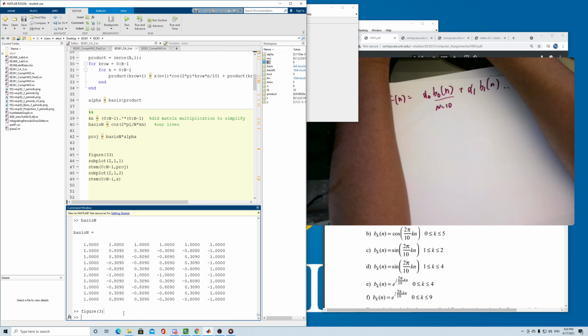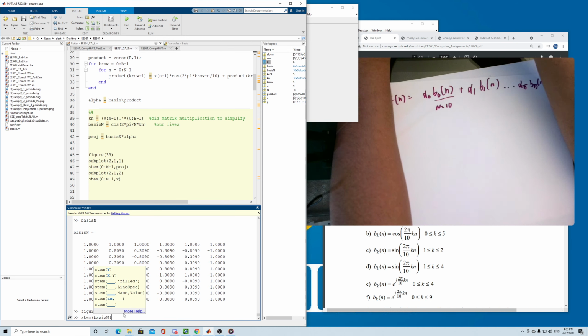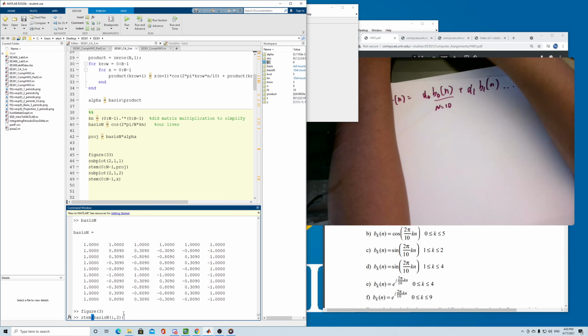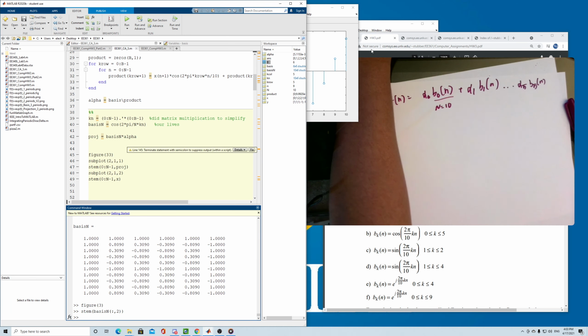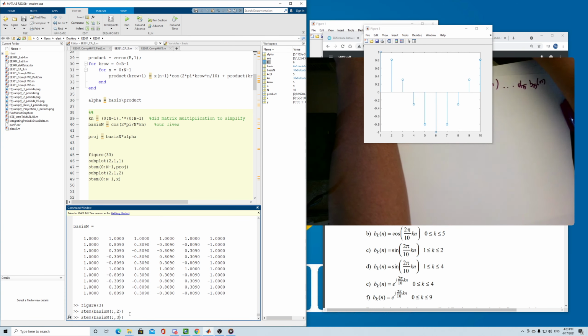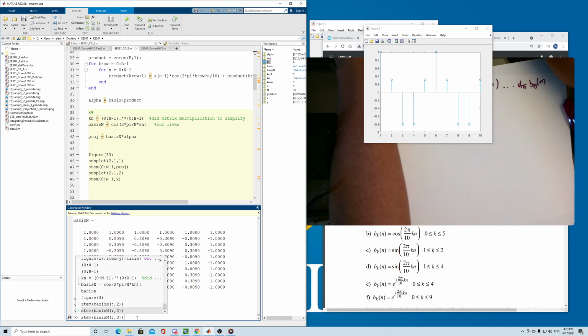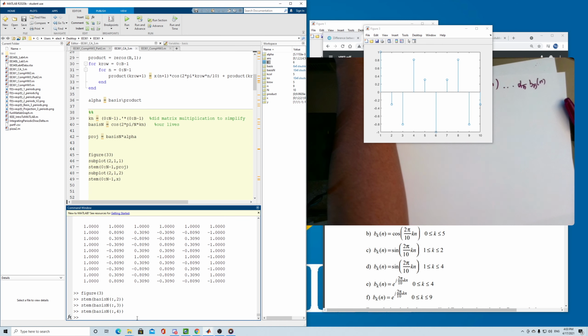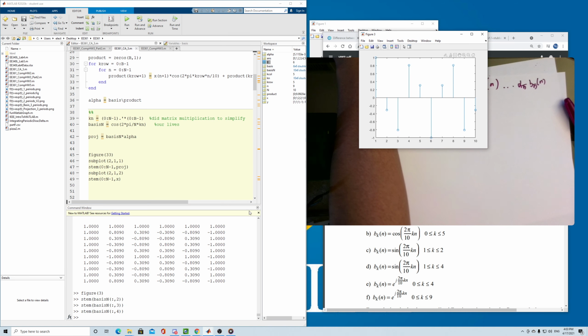There we go. And then stem basis n 2. No, wait. We want the entire row of number 2. There we go. And then look at that puppy. That's that basis function. And then let's do basis 3. See? Pretty cool. And we get faster frequencies. And that's basically what we're trying to do.